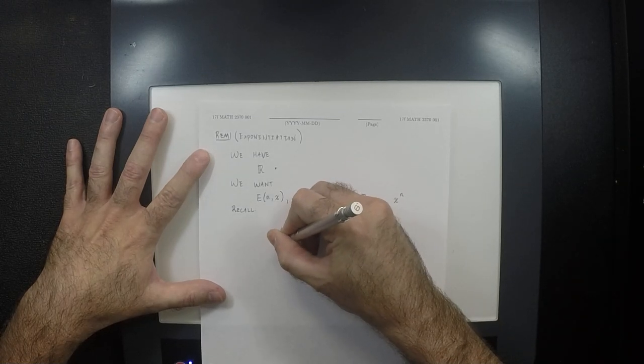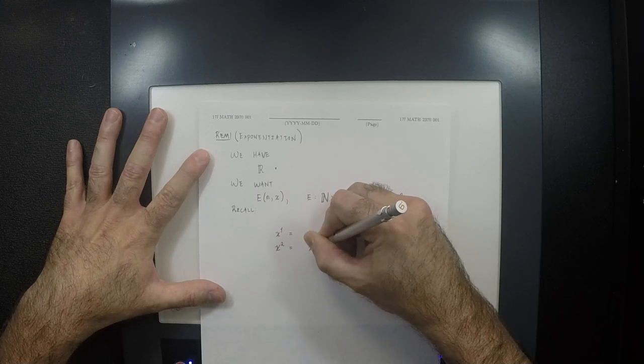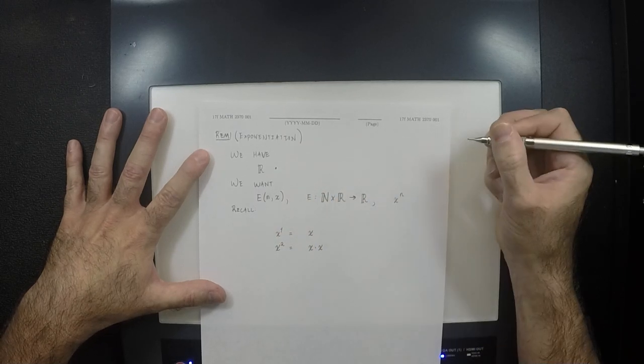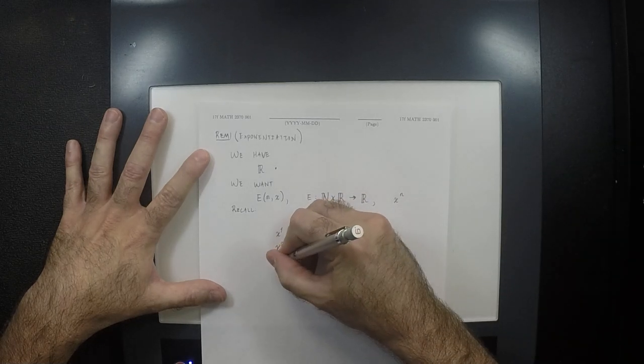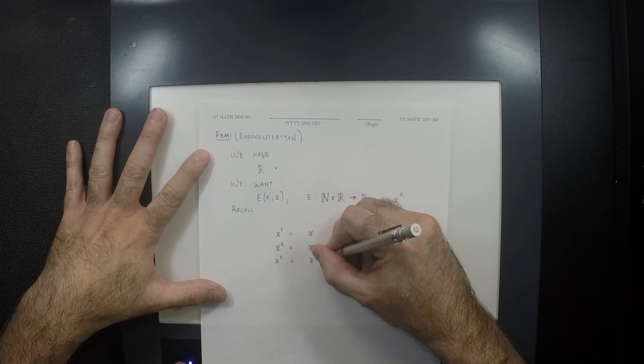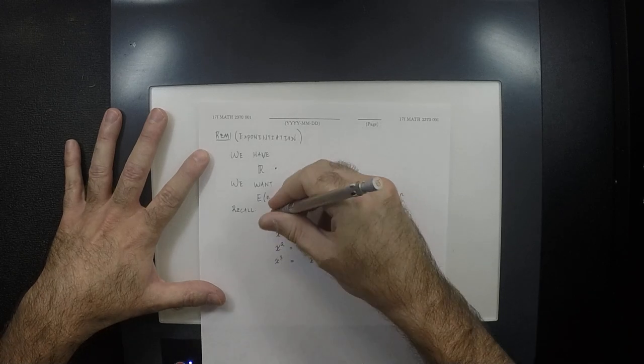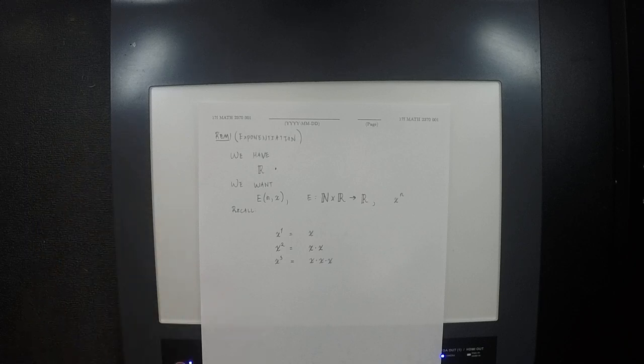What does x to exponent 2 mean? It means make two copies of x and combine them with product. What does x to exponent 3 mean? It means make three copies of x and combine them all in product. X to the 0 is just 1 by itself. Well, let's look at that. Is it? I hope you're getting the sense that we've said all this before.